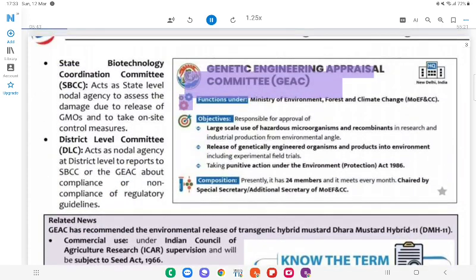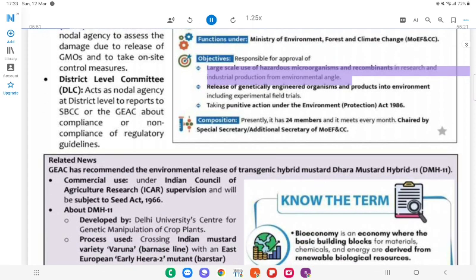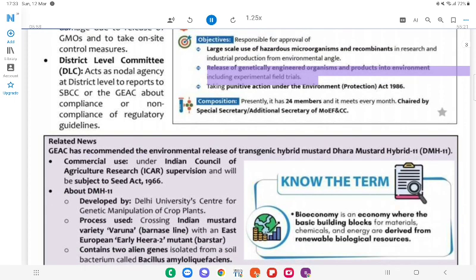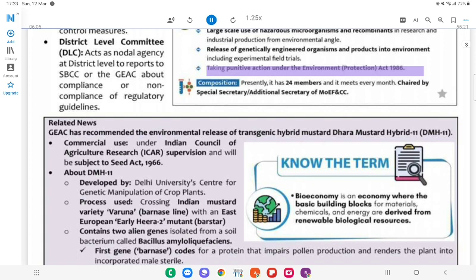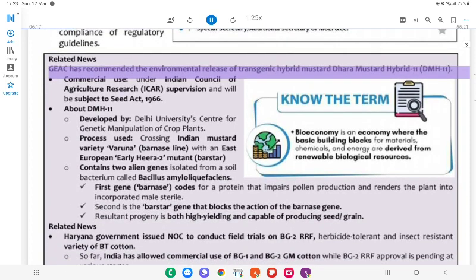Related news. Genetic Engineering Appraisal Committee, GEAC, under the Ministry of Environment, Forest and Climate Change, MoEF and CC: large-scale use of hazardous microorganisms and recombinants in research and industrial production from the environmental angle; release of genetically engineered organisms and products into the environment, including experimental field trials; taking punitive action under the Environment Protection Act 1986. Presently, it has 24 members and it meets every month. Chaired by the Special Secretary or Additional Secretary of MoEF and CC. GEAC has recommended the environmental release of transgenic hybrid mustard, Dhara Mustard Hybrid, DMH-11.